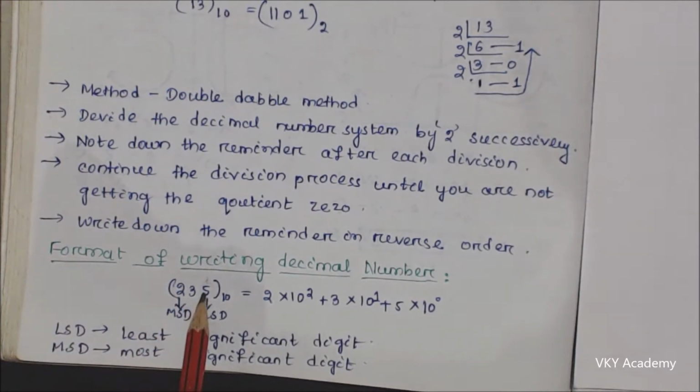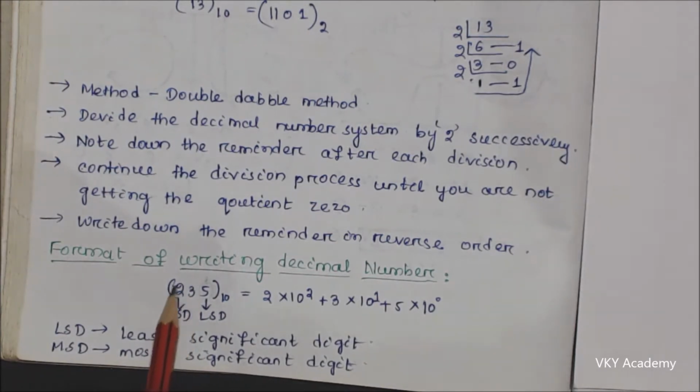As you can see, 5 into 10 to the power 0. So this is the lowest weight. 3 into 10 to the power 1, next higher weight. Then 2 into 10 to the power 2, the highest weight. So this is called my most significant digit, and this one is called your least significant digit.